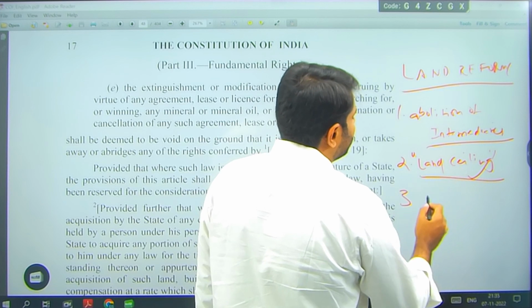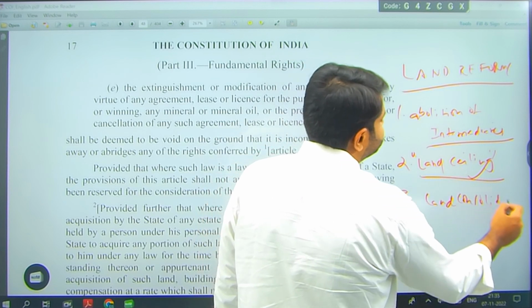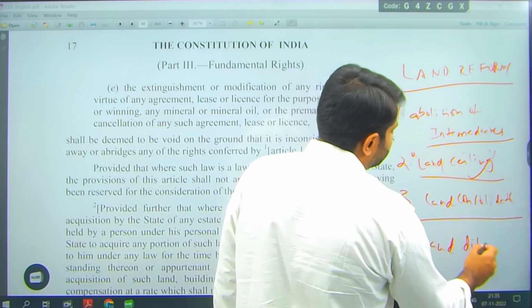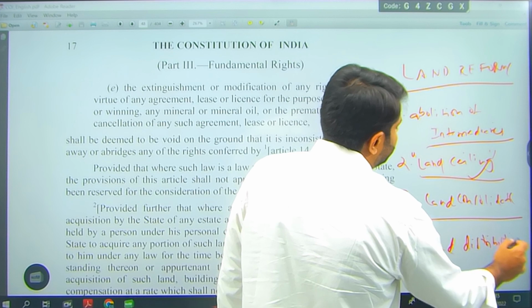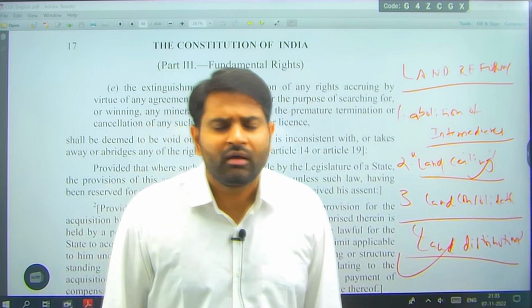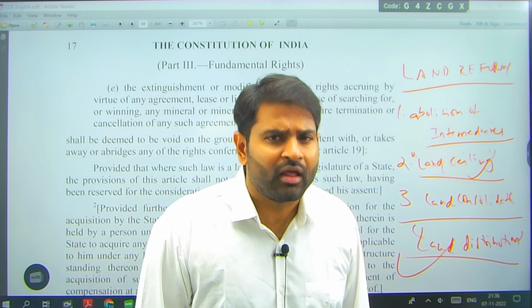All the land taken over, we had consolidated, that is land consolidation. Then land distribution, to bring equality in the society, to bring justice in the society, right? We need to do land reforms. Land reforms are quite successful in West Bengal and Kerala.